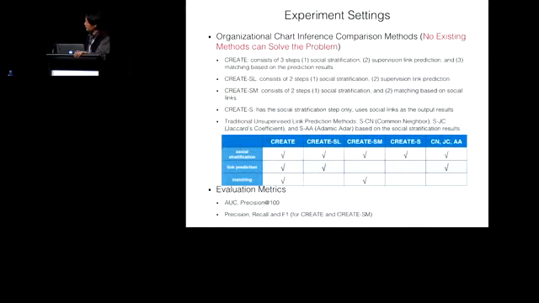Some of them are the traditional link prediction methods, because supervisory link is a link prediction problem, right? But for the method we propose, we also look at various variations, because we have three steps there. As I said, there's stratification, link prediction, and then this matching problem, right? So if you skip one of the steps, how would the accuracy be, okay?